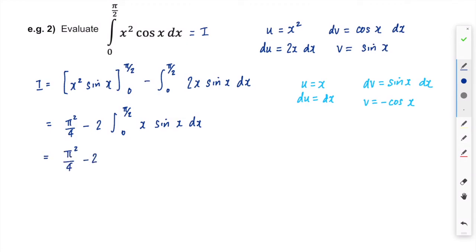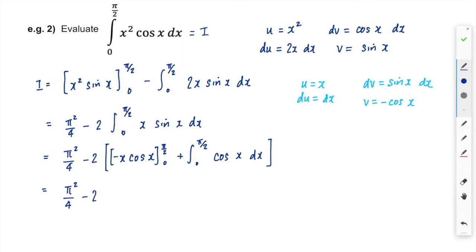Okay, here we go. First part, u times v. I have x times cos x. This is negative, and I know that I have to evaluate this from 0 to pi over 2. And then minus the integral of v du. So let me write down the boundary first. v du will be negative cosine x dx. So this is plus cosine x dx. I have pi squared over 4 minus 2 times.